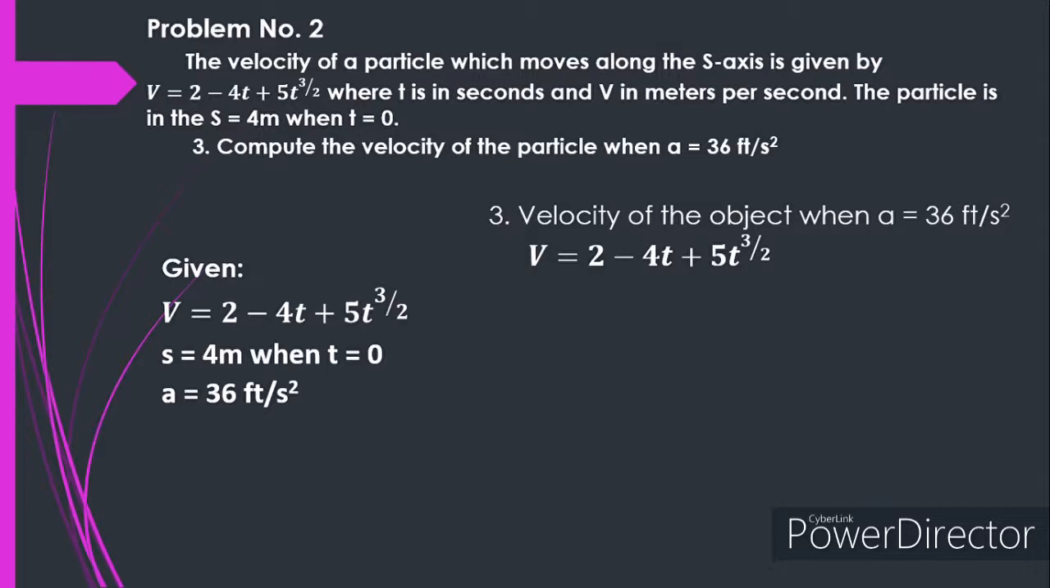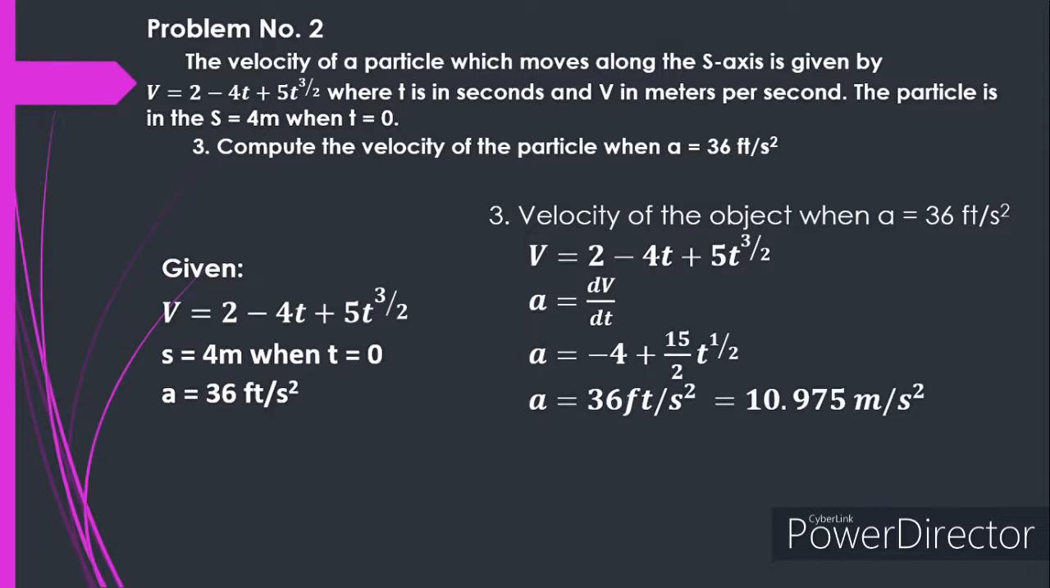So meron tayo from equation ng velocity. Given sa acceleration, therefore, kukunin natin yung oras. Oras na kung saan ang acceleration ay nasa 36 feet per square second. Class, take note. Ang equation natin ng velocity ay nasa meters per second. Therefore, yung acceleration na 36 feet per square second, we will convert into meters per square second.